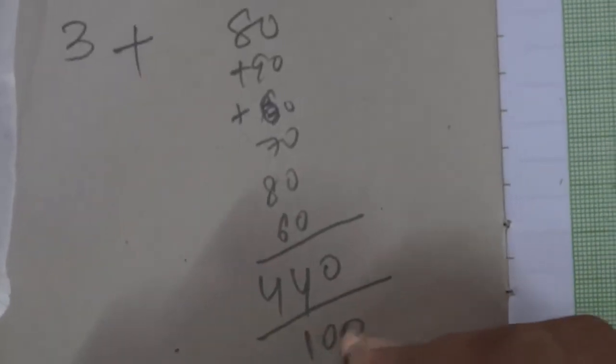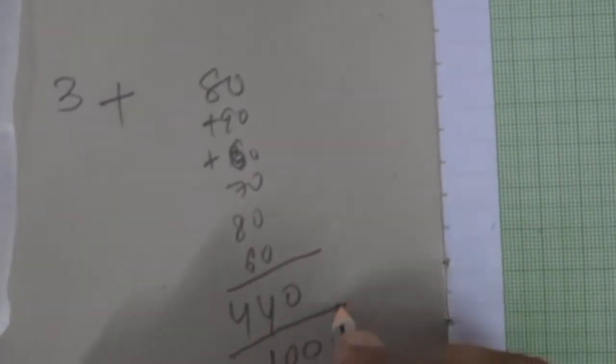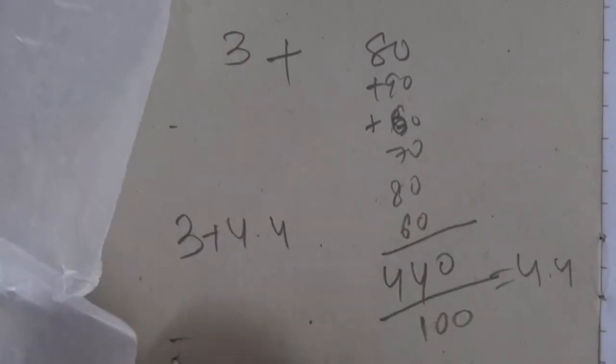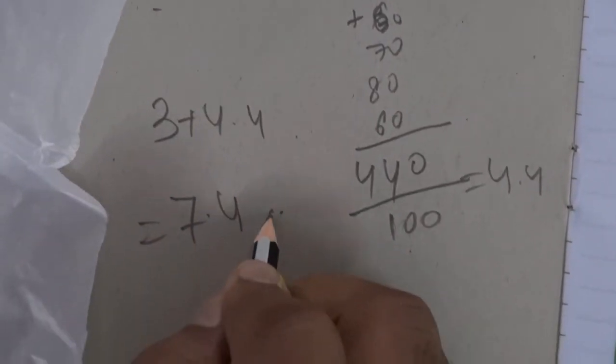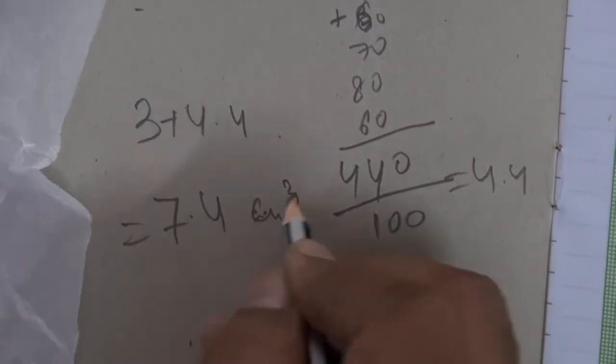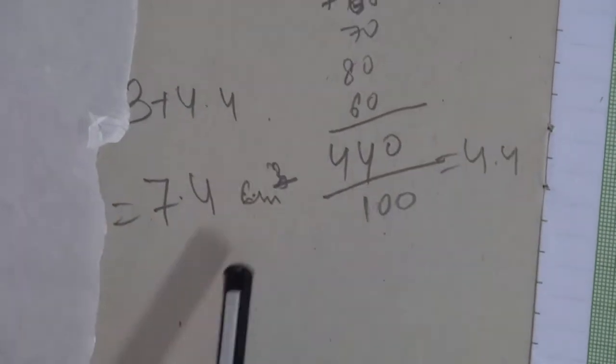That is 440 subdivisions. One grid is how many subdivisions? 100. That is 4.4. So that is 3 plus 4.4, that is 7.4 square centimeters in this watershed. That means 1 square centimeter is equal to how much?